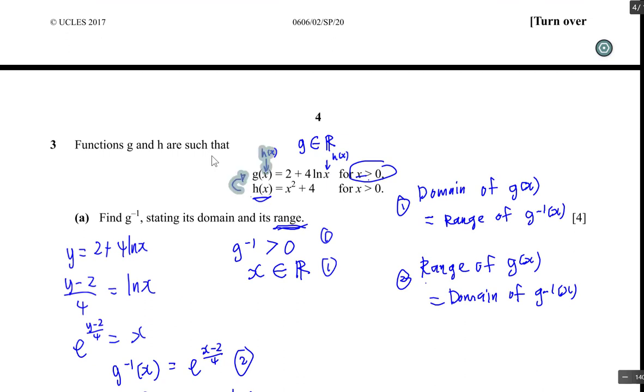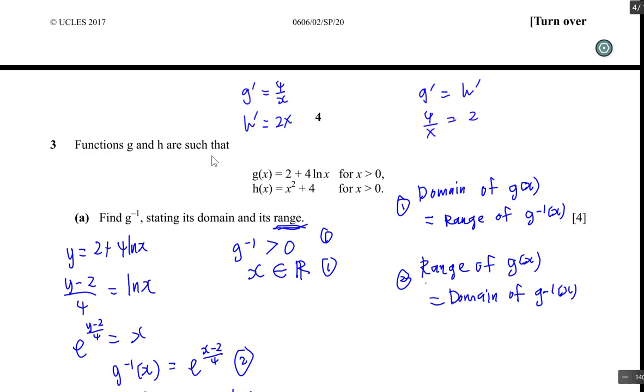So yeah, I will use the space here. If I differentiate g(x), differentiate 2 will give 0, and when I differentiate 4 ln x, it will give me 4 over x. And when I differentiate h(x) here, it just gives me 2x. So when g'(x) equals h'(x), therefore 4 over x equals 2x, then 2 equals x squared, then x will equal the square root of 2.